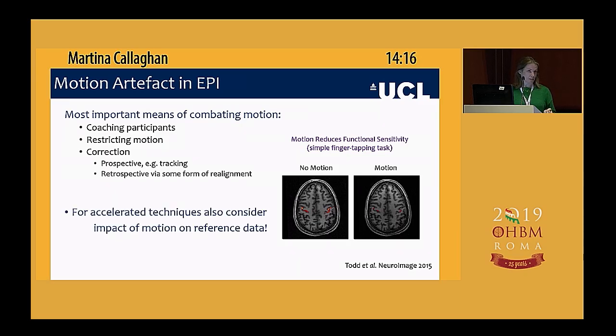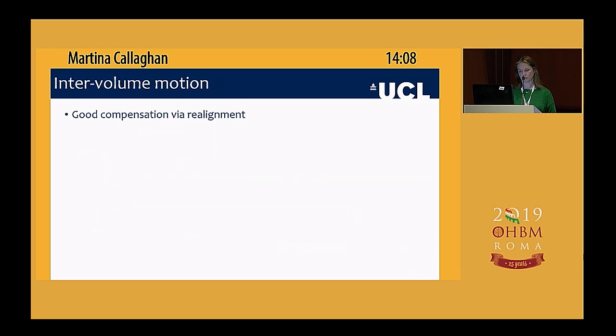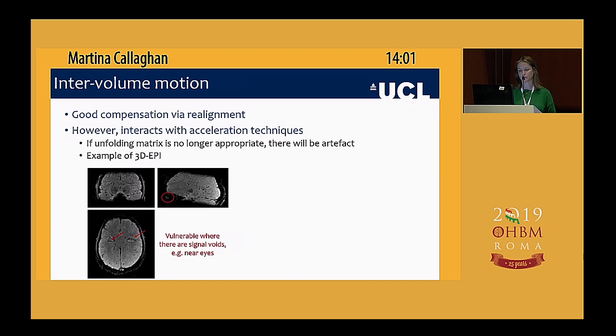But for accelerated techniques, you also need to consider what the impact on the reference data is going to be. So you need to use some approach to unfolding that data, and that can be extremely sensitive to motion. So if we consider intervolume motion, as I said, you can generally get good compensation via realignment. But if you're going to have an interaction with how the data are unfolded, this will be a problem. So for example, 3D EPI is an approach that can be accelerated. Multiband is exactly the same, SMS, simultaneous multi-slice.